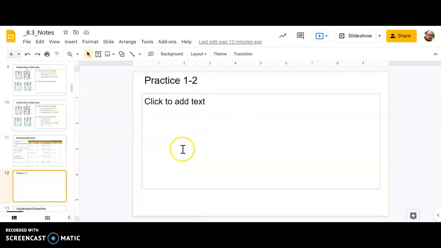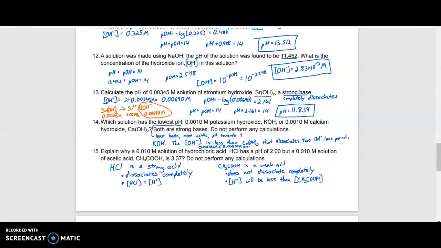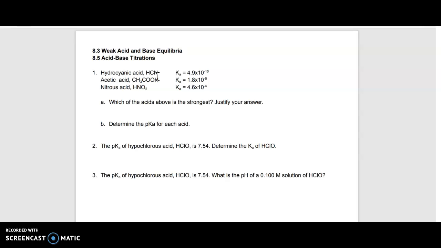Okay. So we're going to take a look at your practice for today off of this worksheet. You should have this worksheet, or you can follow along here and copy the problems down on a separate sheet of paper. That's fine. It gives you three different acids with Ka values, which above is the strongest, and determine the pKa of each acid. I'm going to give you just a moment to try that out.